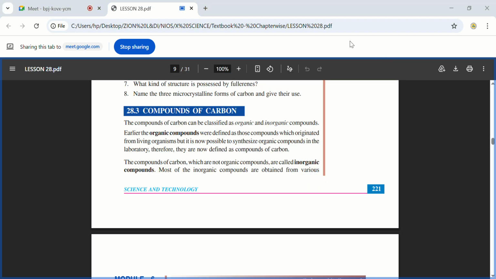Okay, so we are going to continue with lesson number 28. Today is the second session. Turn to page number 221. This is 28.3, Compounds of Carbon.